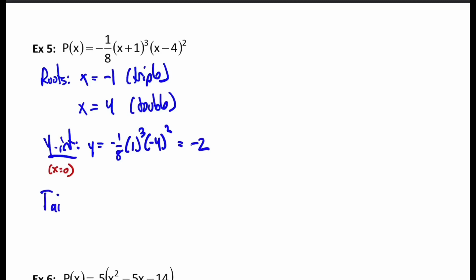My tails. All right, we have to figure out what this is going to be if I multiplied everything out. It's going to be a negative x cubed times x squared. Well, if you were to multiply all of that stuff out, you'd have a negative 1/8 x to the 5th. So I've got a negative odd. Negative odd. Therefore, my tail is going to look like this. All right, let's make our sketch.